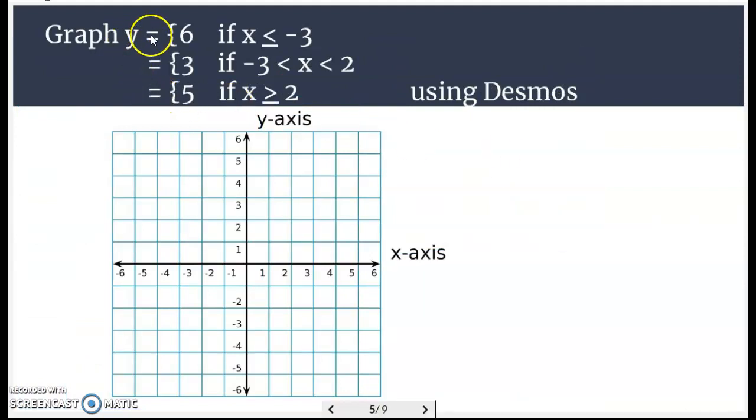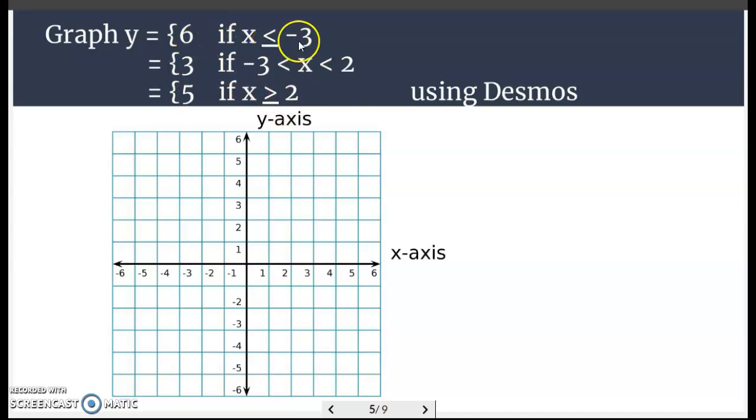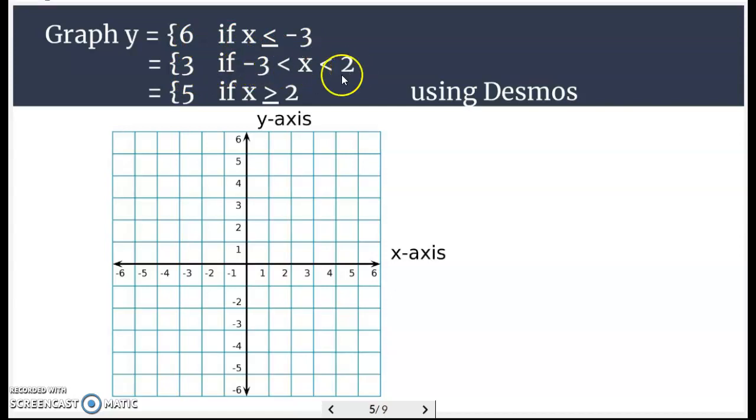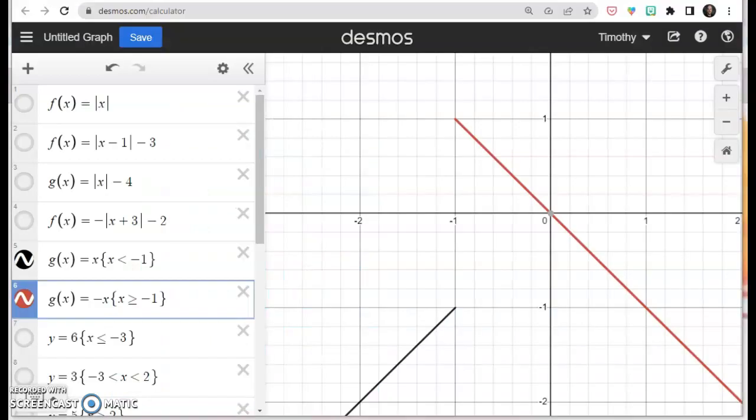Now, the function is behaving like horizontal lines. Horizontal lines y equals 6, 3, and 5, but only on these intervals. It's behaving like y equals 6 when you're less than -3, y equals 3 when you're between -3 and +2 on the x-axis, and behaves like y equals 5 when I'm greater than or equal to 2. Let's look at Desmos and see how that will demonstrate this.